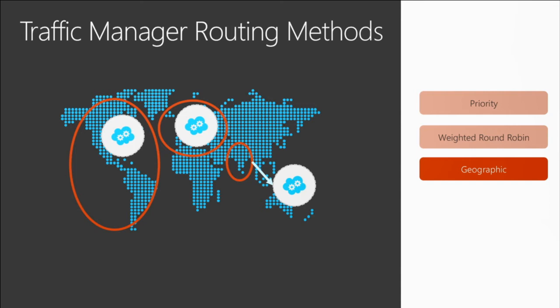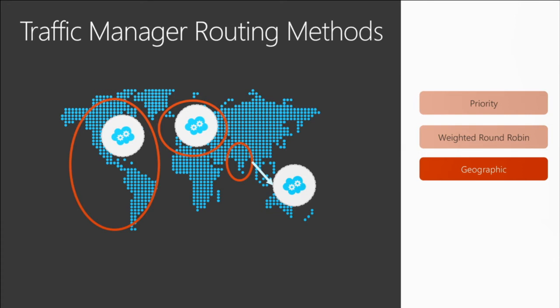This is essentially the routing method where you can specify region groups at a world, continent, country, and for a selected few countries at the state province level. You can create a set of regions, put them in a group, and say that if any request originates from this region, always send them to a specific endpoint. So it doesn't have to be the closest endpoint.